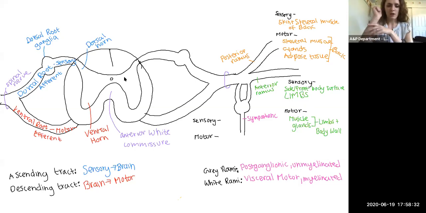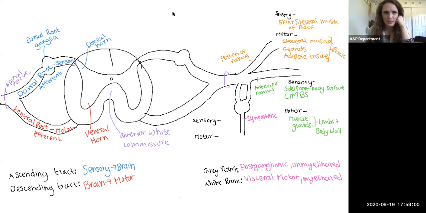And then it's going to want your arm to pull back. So it's going to say, okay, we know that that hurts. We don't want to do that. And it's going to send motor information via your ventral horn, down your ventral root, through your spinal nerve, back to your anterior ramus, where it's going to tell your limbs to move. Okay? So that was just a brief overview of why we need to know sensory and motor.